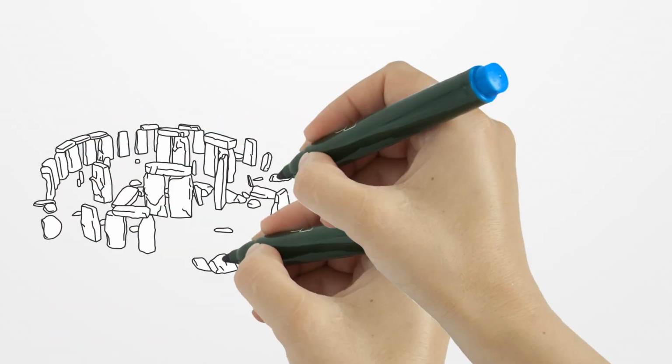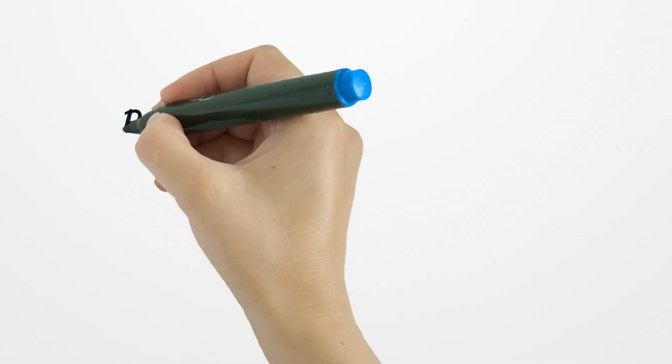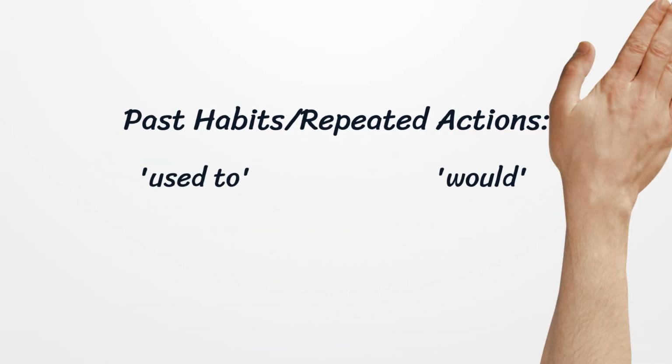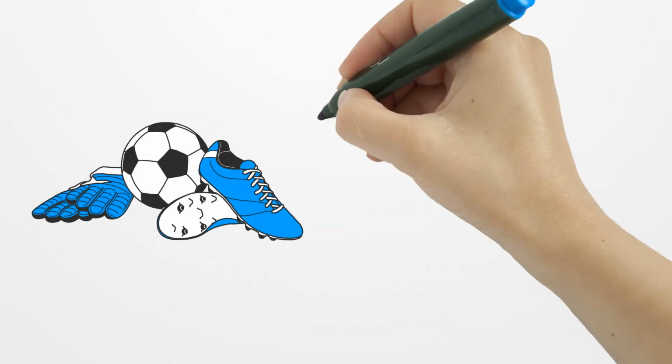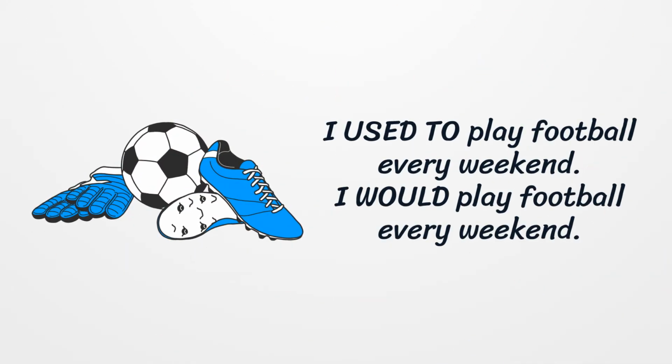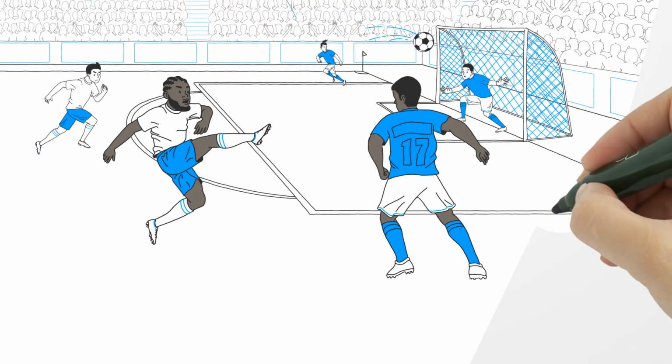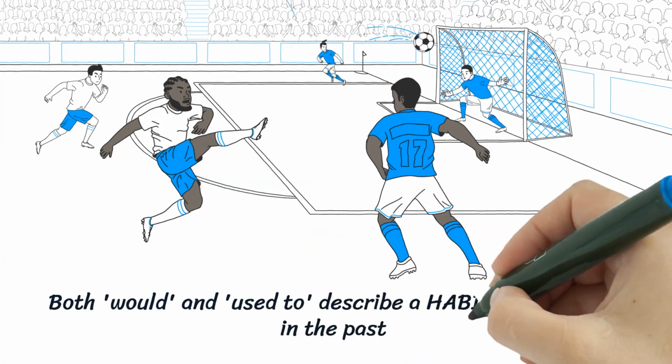Let's begin by looking back into the past. When we want to talk about past habits or repeated actions that are no longer true, we have two main options, used to and would. For example, you can say, I used to play football every weekend, or I would play football every weekend. Both of these correctly describe a habitual action in the past.